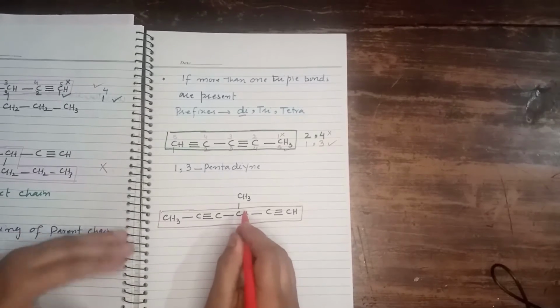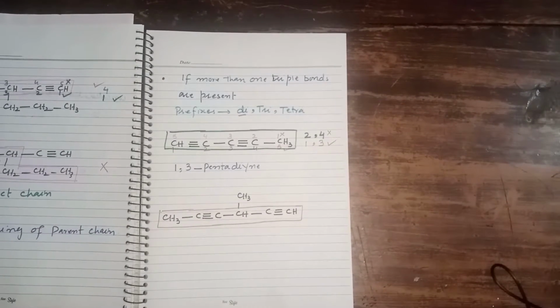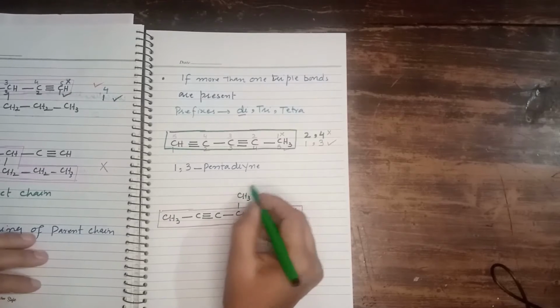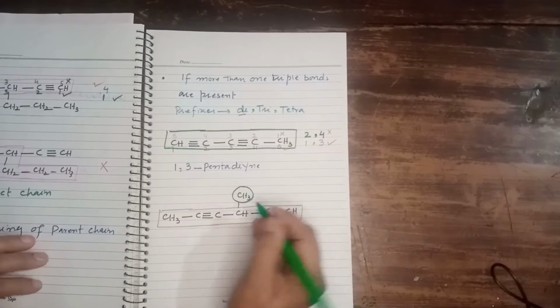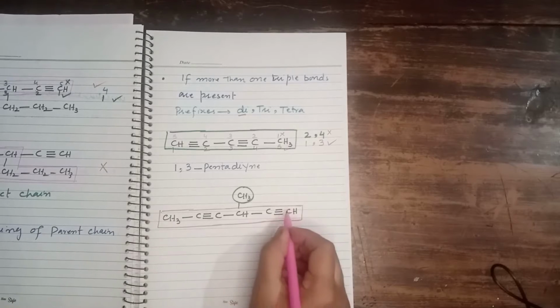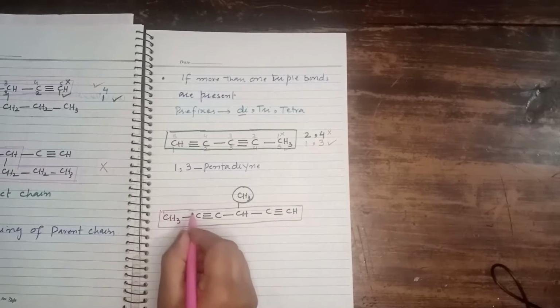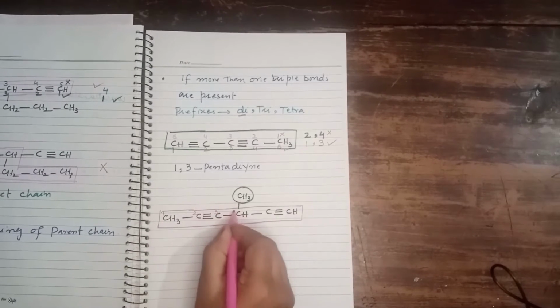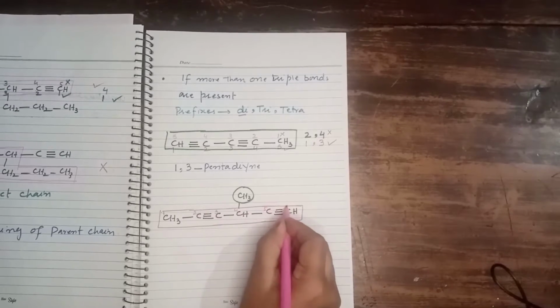Everything which is outside the chain is a radical. Here we have one radical which is attached with the chain. Now after locating the parent chain, we do the numbering of the parent chain. 1, 2, 3, 4, 5, 6.